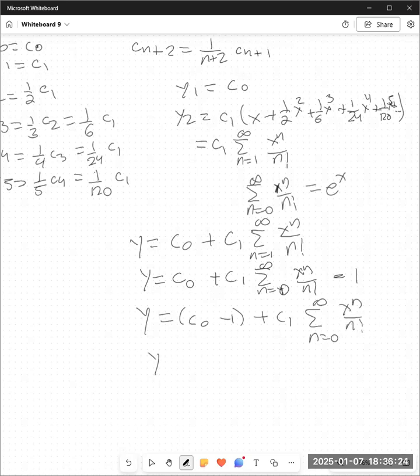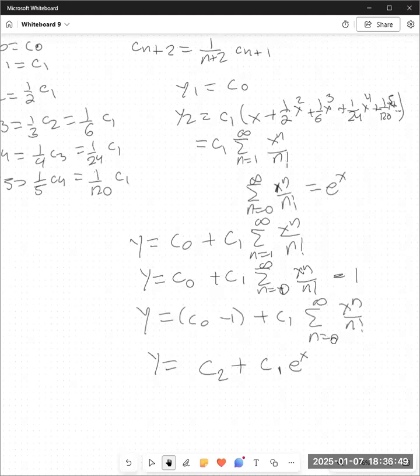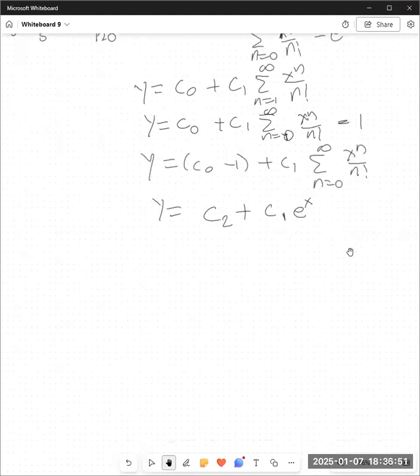So this is still some constant plus C1 e to the x. I'll call the constant C0, even though it's different than that one. Actually, maybe I'll call it C2, just to be fair, because it's a slightly different constant. But it's a constant plus a constant times e to the x.